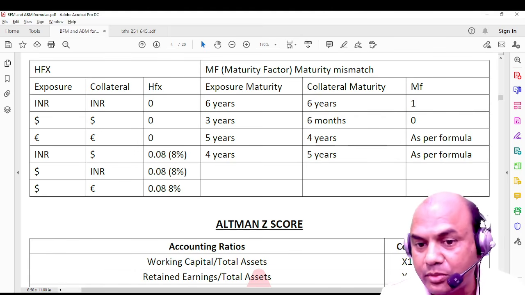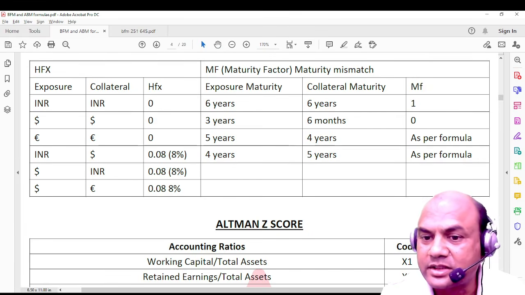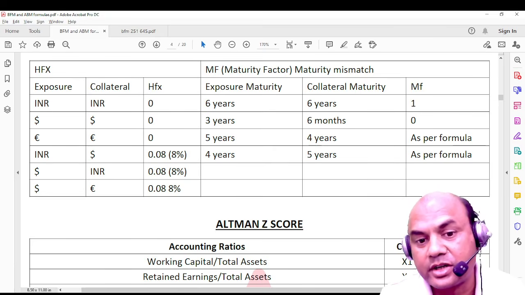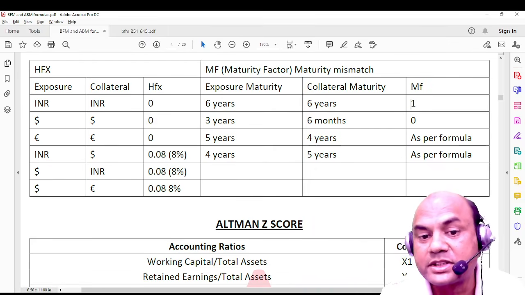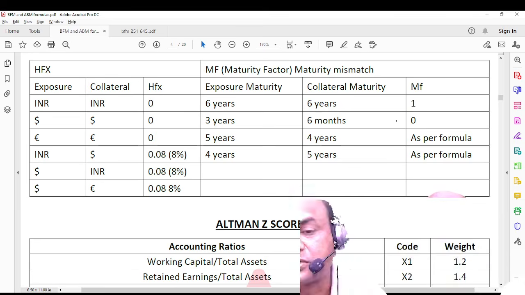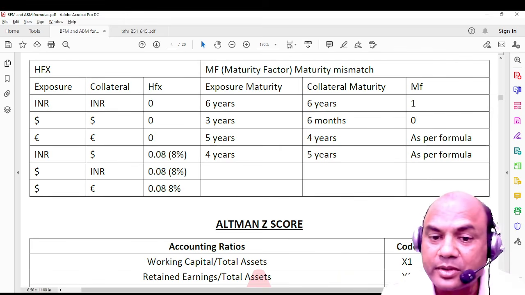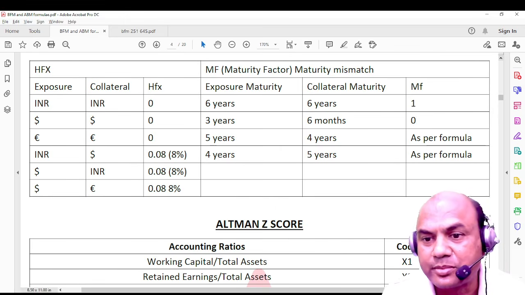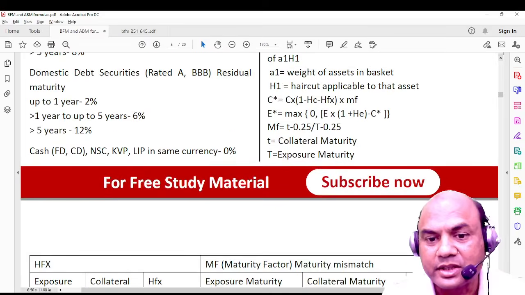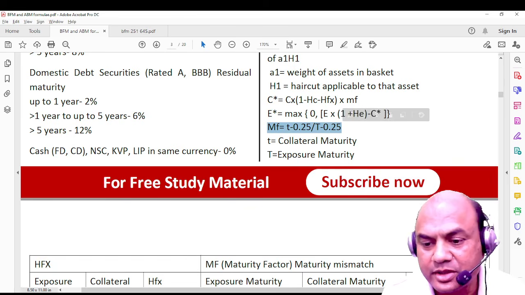Here, two cases are important: same maturity gives 1, and 3 years against 6 months gives 0. The exposure can be greater than 3 years also; if it is 5, then also 0. The minimum is 3 years. Got it? What is this formula? As per the formula, MF is (t minus 0.25) upon (T minus 0.25).